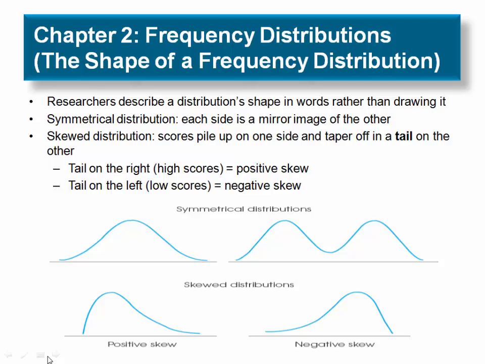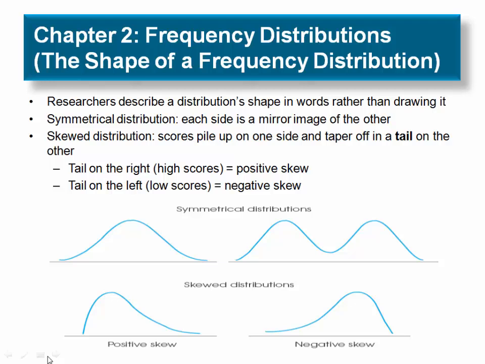The score values, x values, are organized on the horizontal axis, with the lower or negative score values always being on the left and the higher or positive score values always being on the right. So numbers increase in value from left to right.